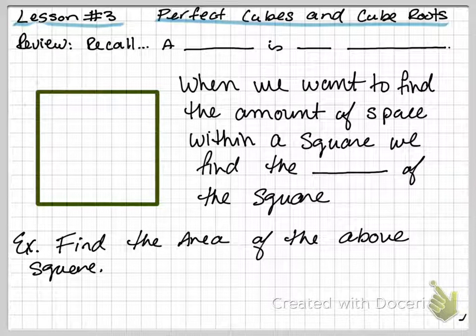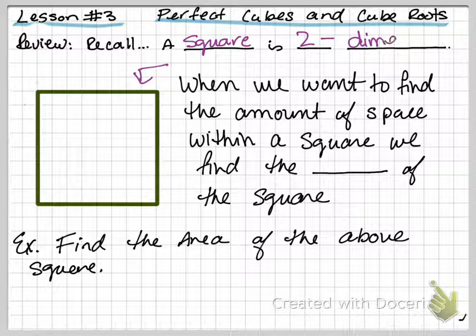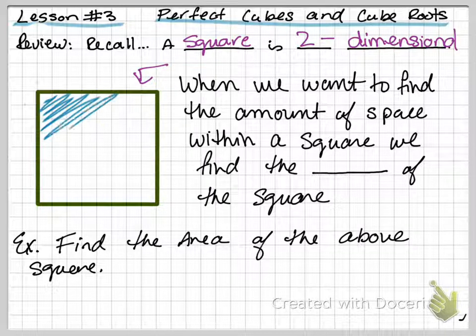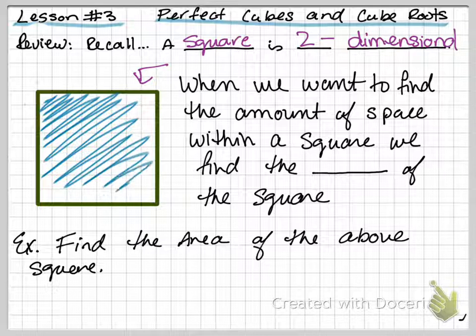And we're going to recall that if we think about a square, like this beautiful square below, it is a two-dimensional object. It doesn't exist in three-dimensional space. And so if we want to find the amount of space within the square, what we're doing is finding the area of the square.